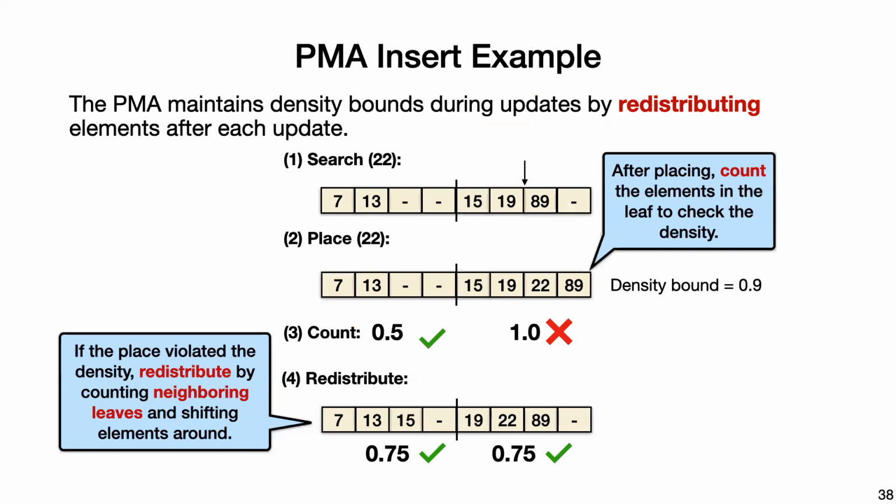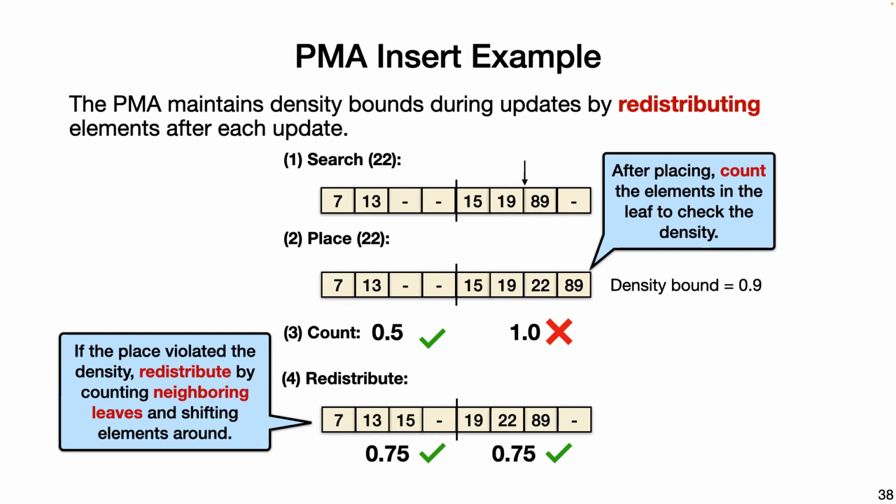So the PMA maintains these density bounds by redistributing after every update. And these are the steps in a regular PMA insert. There are 4 steps. So we have this PMA here. This is just 2 leaves because illustrating the rest would be too hard. Suppose that we wanted to insert 22 in this PMA. You first search for where it's going to go. So here you would find that it's supposed to go in this leaf between 19 and 89. Then you would place it there.